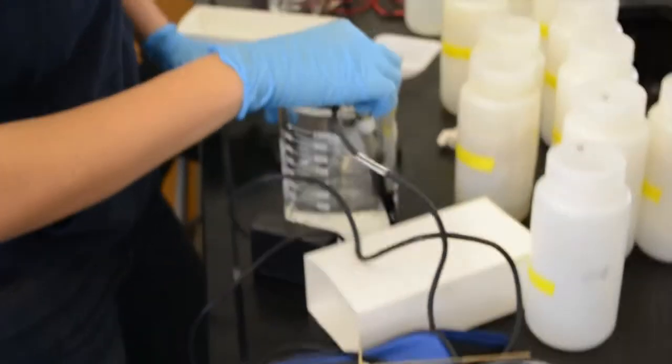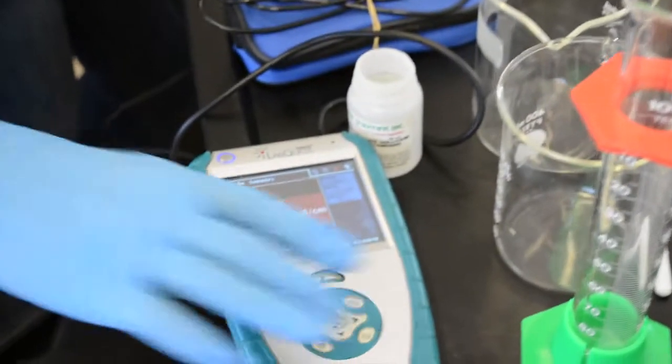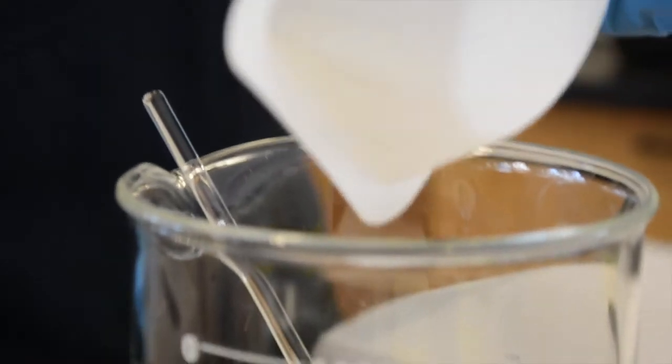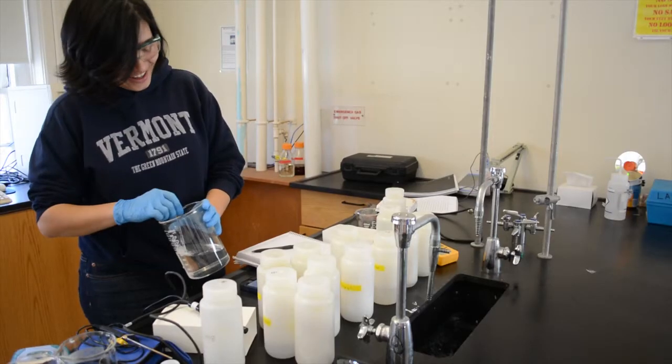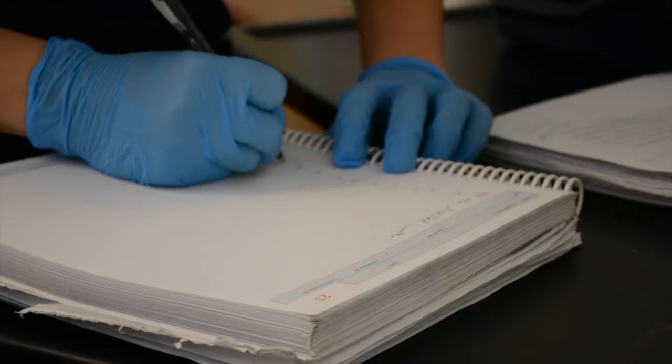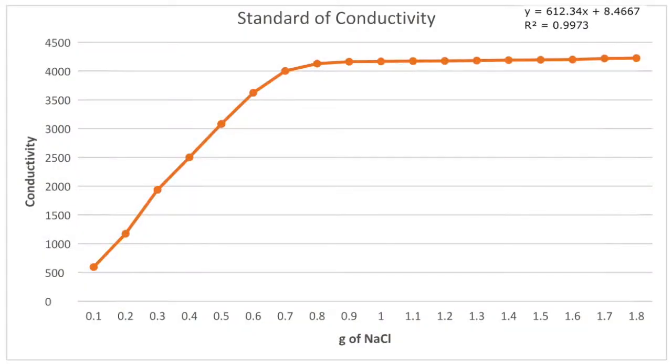The conductivity sensor is then placed in the beaker to record the conductivity level. This process is repeated until 1.8 grams of salt is recorded. Once all the data was recorded, a line graph was then created to obtain the formula and coefficient of the standard curve.